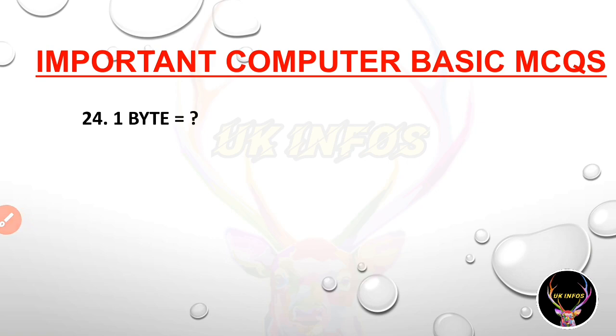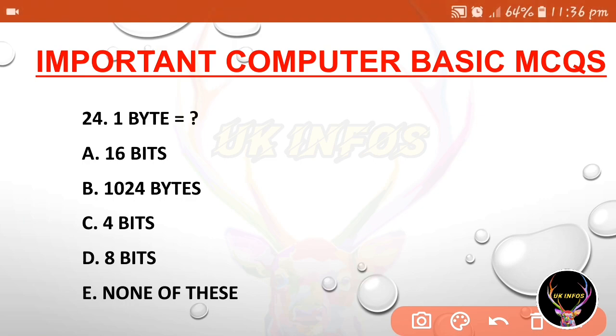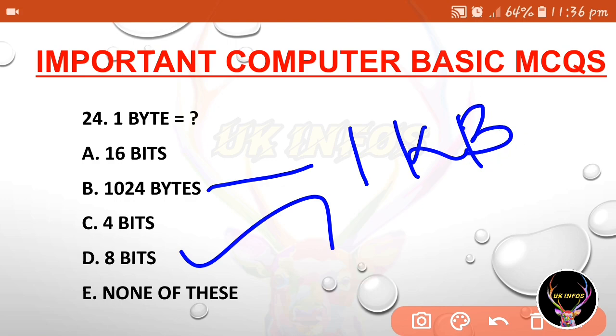Question number 24. 1 byte is equal to 16 bits, 1024 bytes, 4 bits, 8 bits or none of these. The answer is 8 bits. 1024 bytes is equal to 1 kilobyte.